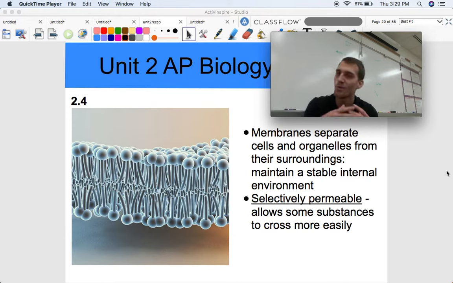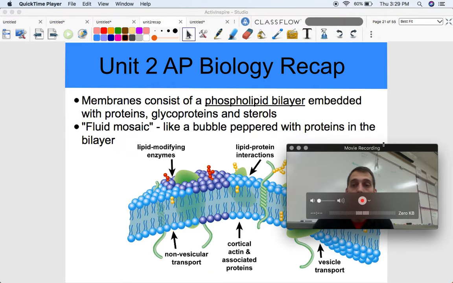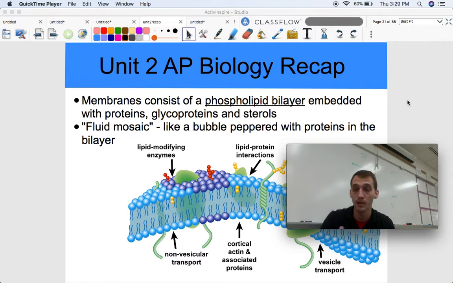And the way that the cell membrane is built allows it to be selectively permeable. What do I mean by that? Well, it's because this is a phospholipid bilayer. 2 layers of molecules called phospholipids. We may or may not have talked about this a little bit in Unit 1, but phospholipids are a type of lipid with a phosphate group.